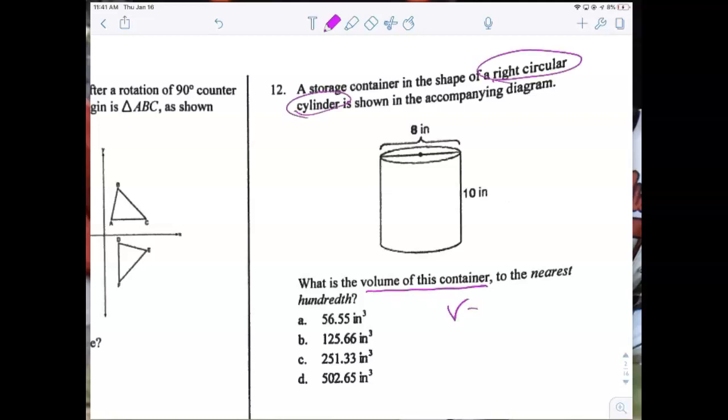So we're going to start by looking at our reference sheet, V equals pi r squared h, and the Regents loves to do this. Instead of putting the radius, they've put the diameter. So we're going to cut that in half and substitute in 4 for our radius, and our height is 10. When you multiply all that out, you should get an answer of D, 502.65 inches cubed.